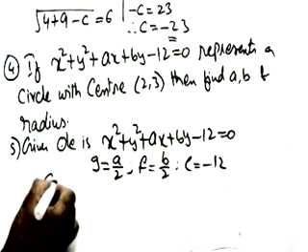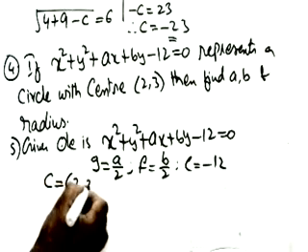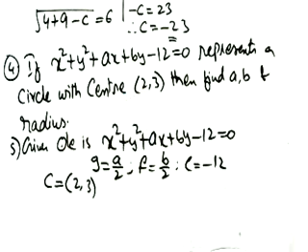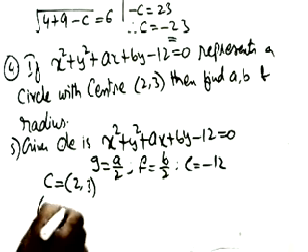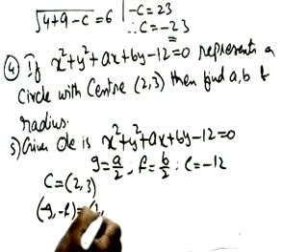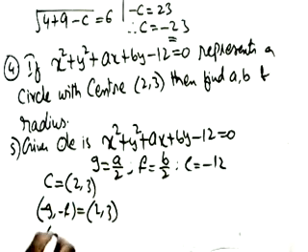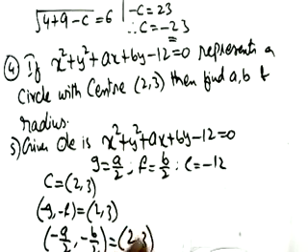And what is c here? Minus 12. Now what is given here? Center equals 2 comma 3. But what is the formula of the center? Minus g comma minus f equals 2 comma 3. So minus g, what is g here? A by 2. Minus f, what is f here? B by 2, equals 2 comma 3.